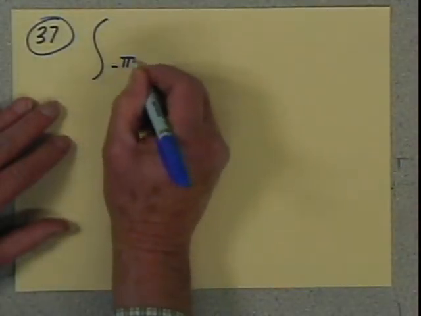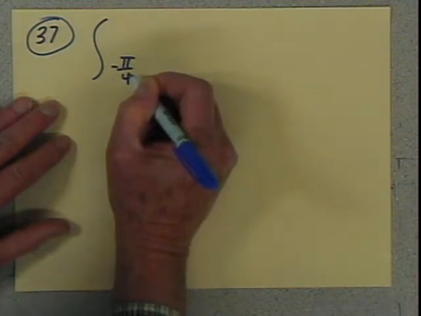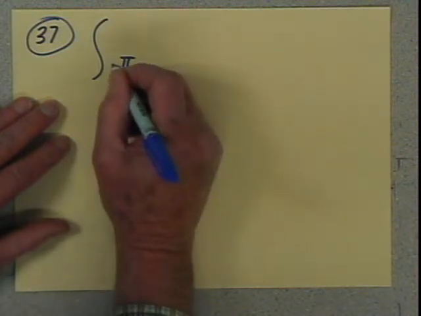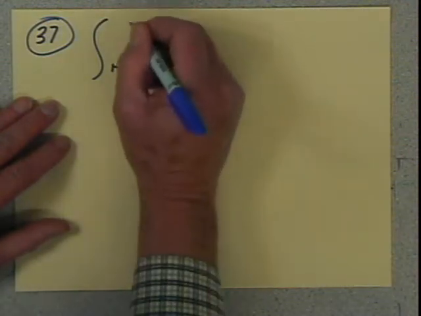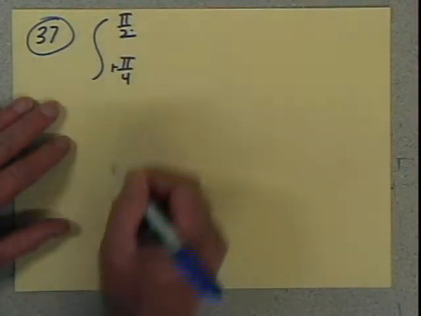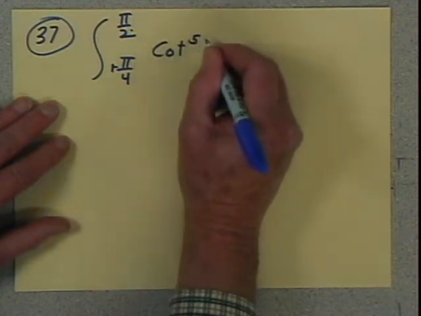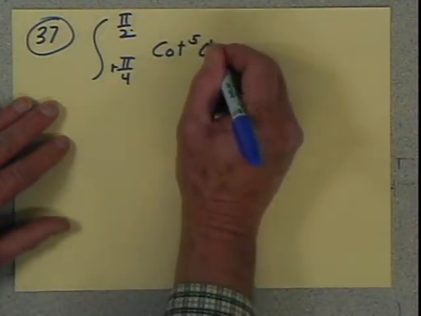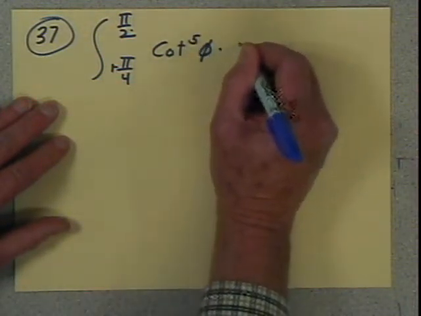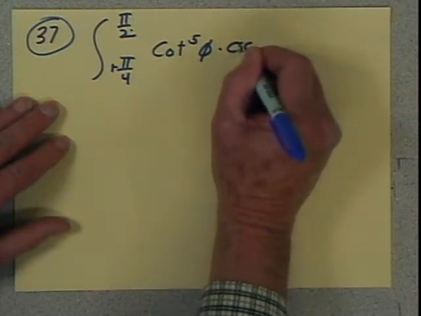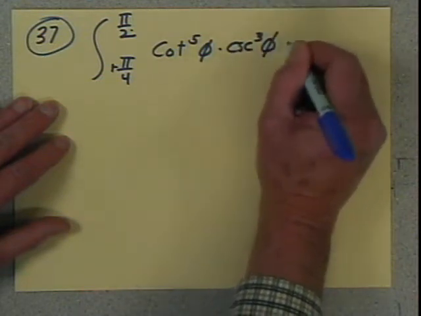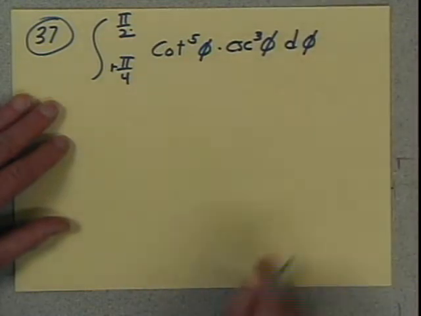Okay, on problem 37, it's a definite integral. You're going from minus pi over 4 all the way up to positive pi over 4, all the way up to pi over 2. And it's cotangent to the fifth of phi times cosecant cubed of the same angle phi d phi.